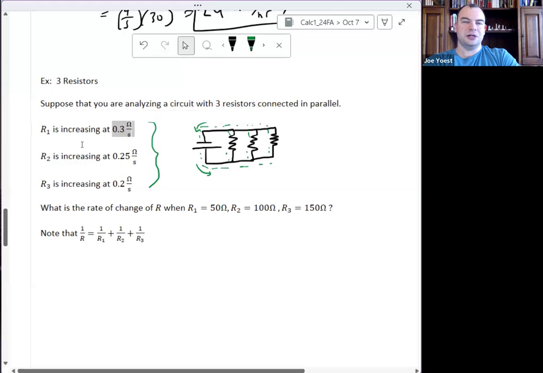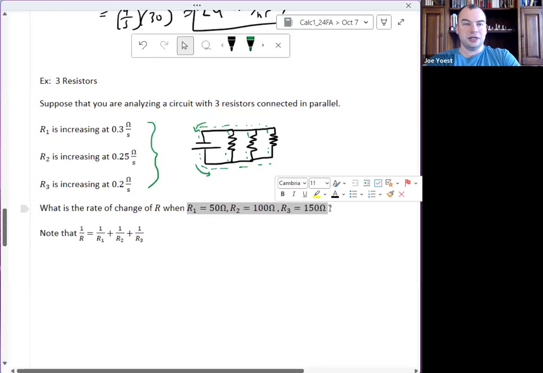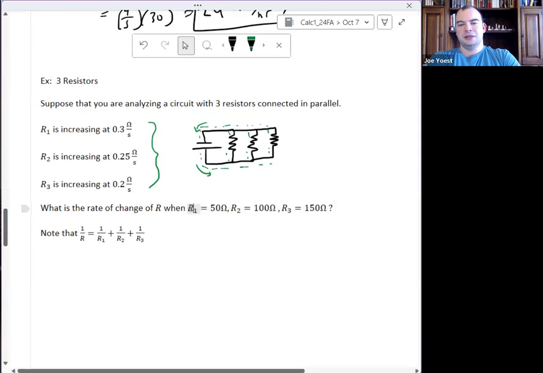So resistor 1 is increasing at 0.3 ohms per second, resistor 2 at 0.25 ohms per second, resistor 3 increasing at 0.2 ohms per second. So they're all getting a little more resistive over time, but their rate of increase in the resistivity is going to be different between the 3 of them. The three resistors also have a different starting resistivity. So resistor 1 starts at 50 ohms, resistor 2 at 100 ohms, and resistor 3 at 150 ohms.